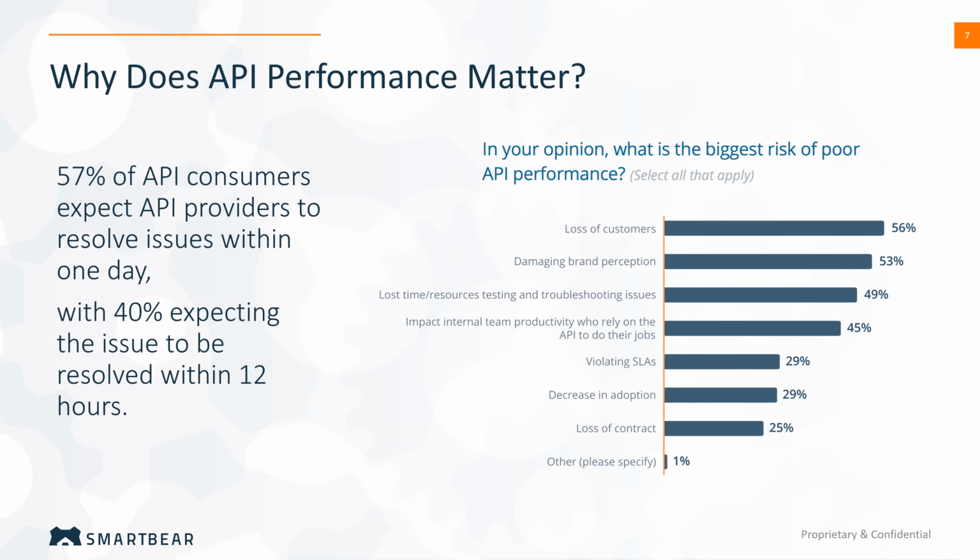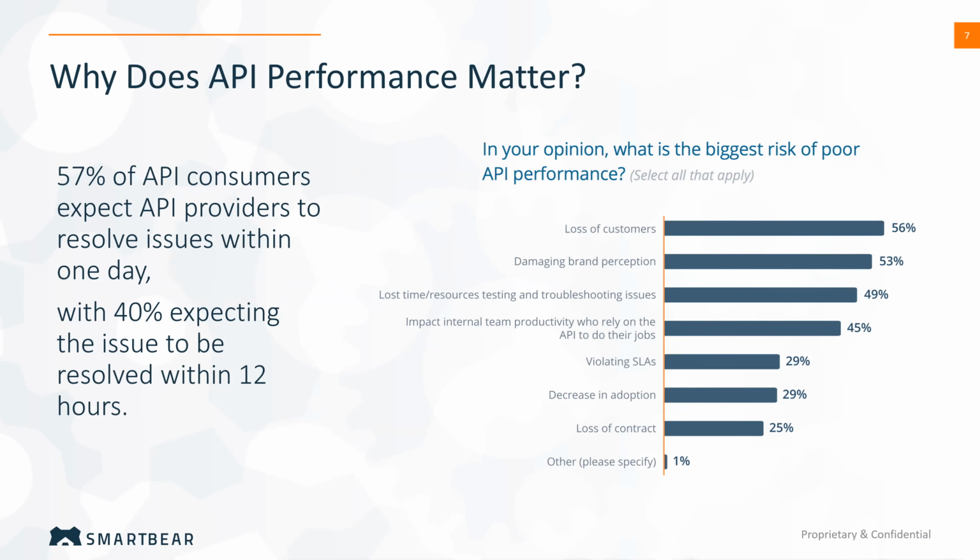their current teams. We found that 57% of API consumers expect providers to resolve issues within 1 day, and 40% expect them to be resolved within 12 hours. For teams, that puts a lot of pressure on both the operations teams and the test, QA, and developers to make sure that not only do you have a handle on the problems going on in production, but you can go back and fix them quickly.